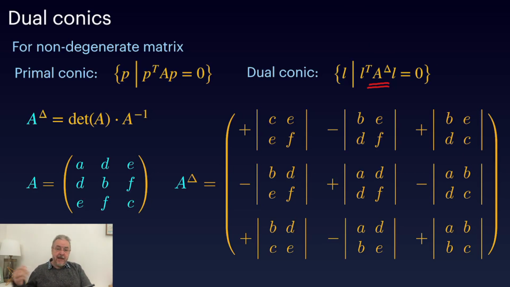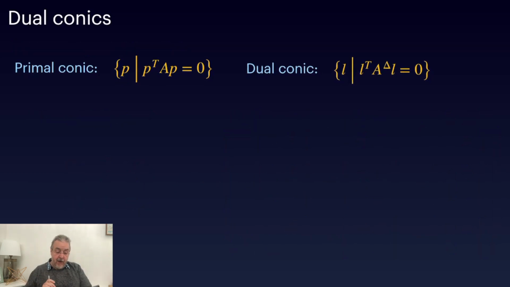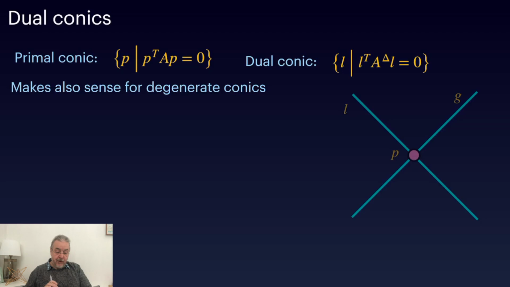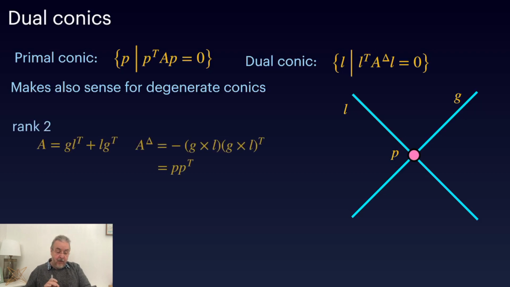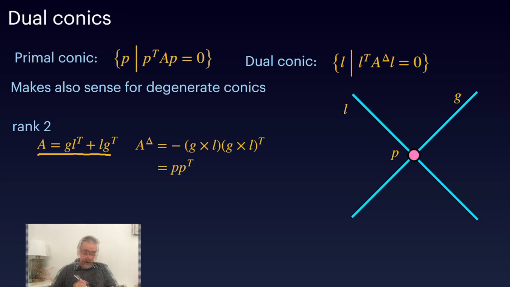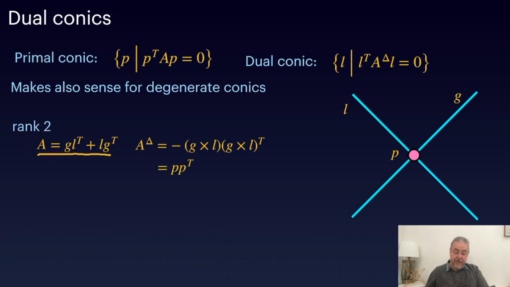So we still can calculate the adjoint even if A is degenerate. And let's see what happens here. Let's assume that we are in the situation that A represents a degenerate matrix. So A can be decomposed into two lines, and we get a matrix that we already saw, which can be calculated by multiplying the two lines together and symmetrizing. So the question is, what is the adjoint of that matrix? And it turns out that the adjoint of that matrix is nothing else than the cross product of the two lines, which is the intersecting point, multiplied by its own transpose. So you get a matrix, and with a minus in front of that.